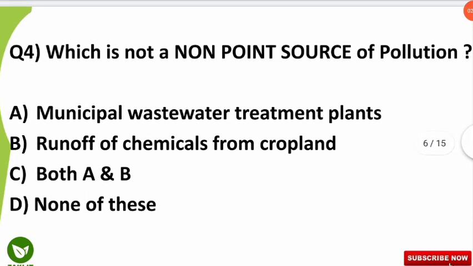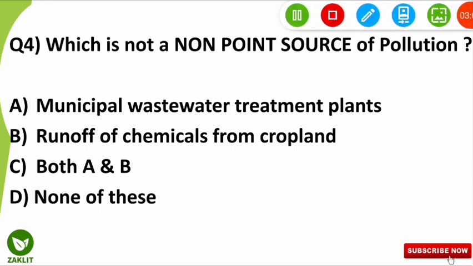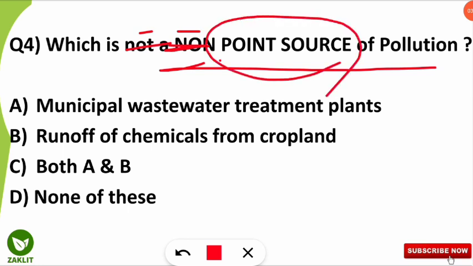The fourth question is from the point and non-point source of pollution, which is one of the very important concepts in the pollution chapter. And here the question was, which is not a non-point source of pollution. So you can understand this question is asking which is not a non-point source of pollution. That means not cancel. It is asking which is a point source of pollution. And here the correct option will be option number A.